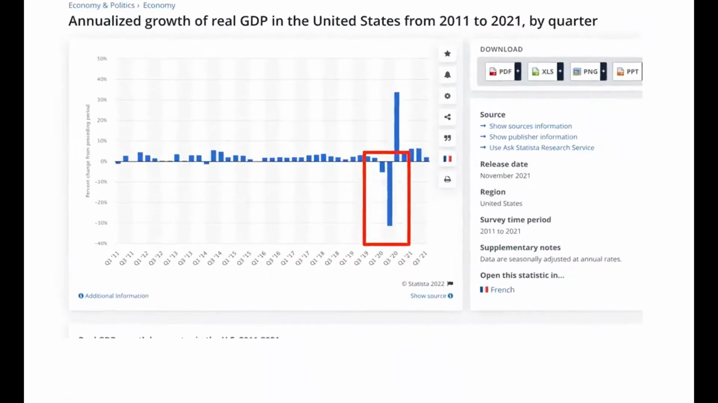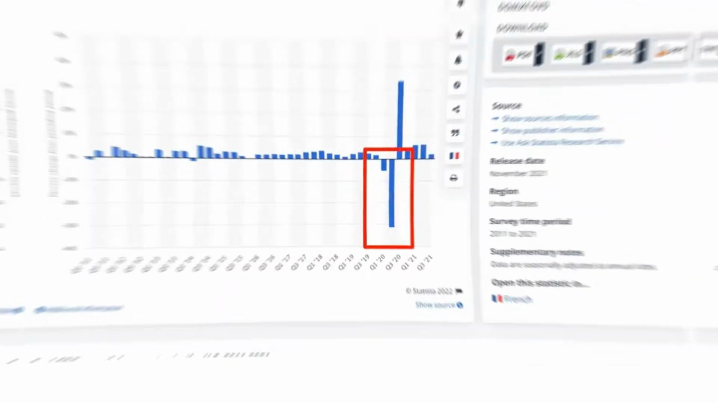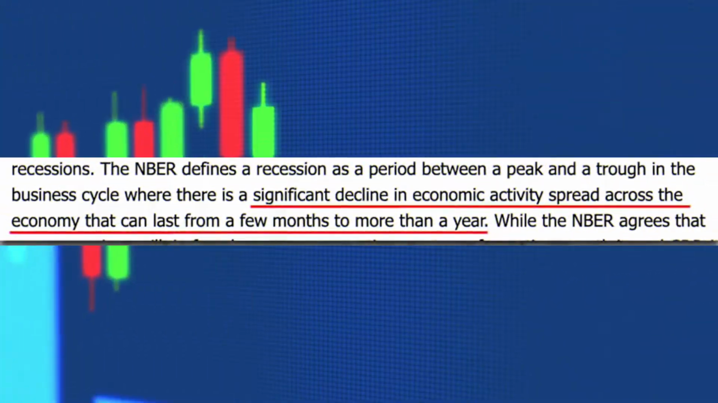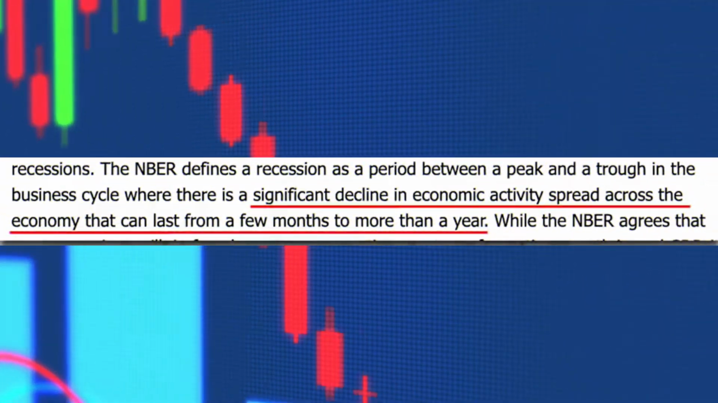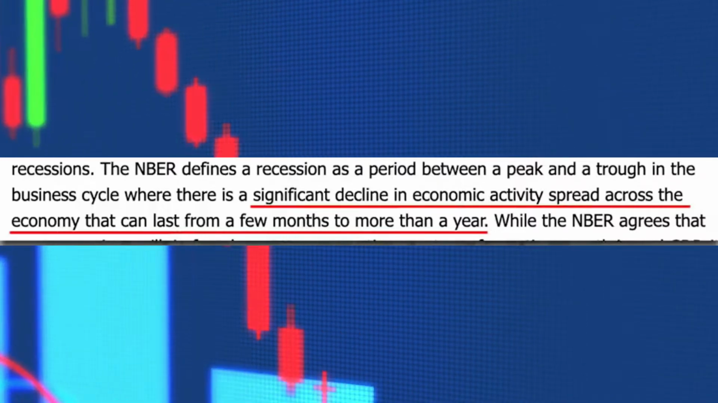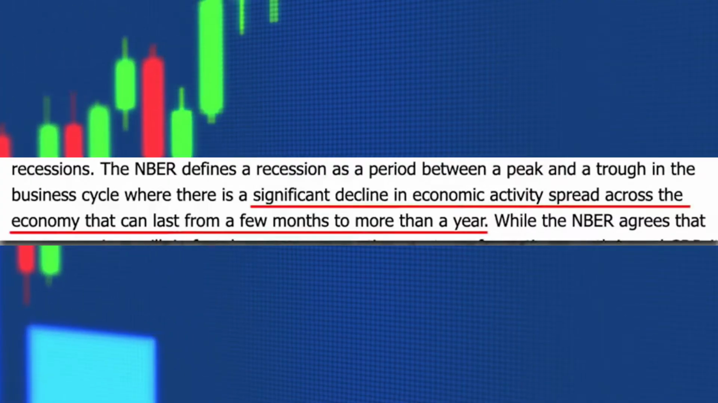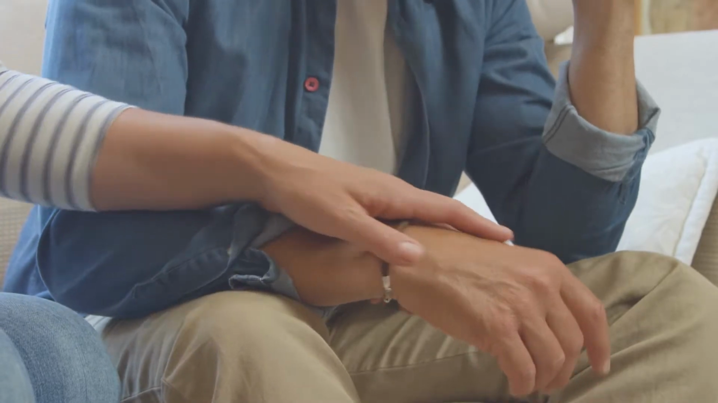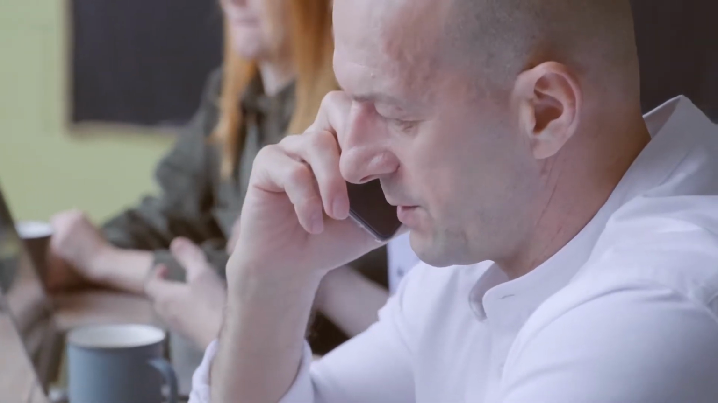However, because GDP isn't always a reliable indicator of the overall economy, the National Bureau of Economic Research revised its definition to include a major drop in economic activity that can last anywhere from a few months to a year. This is frequently associated with decreased employment, output, and sales, which are measured monthly.